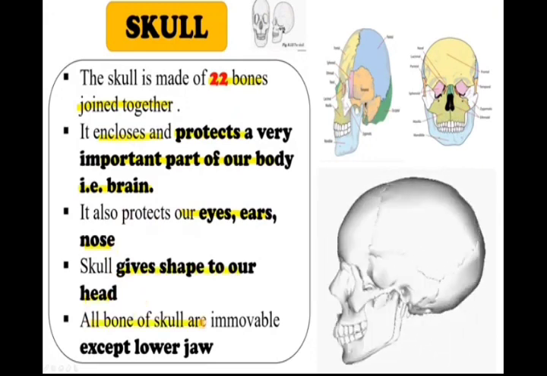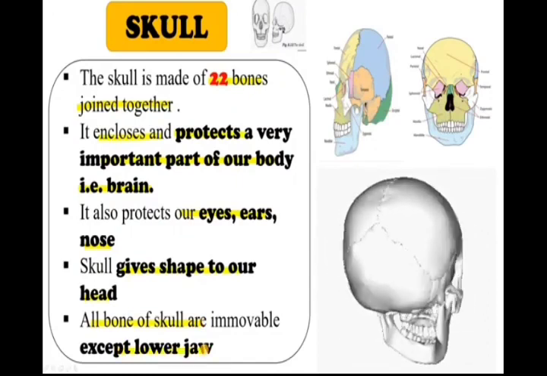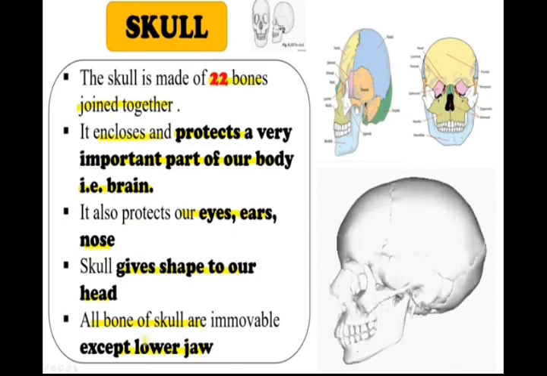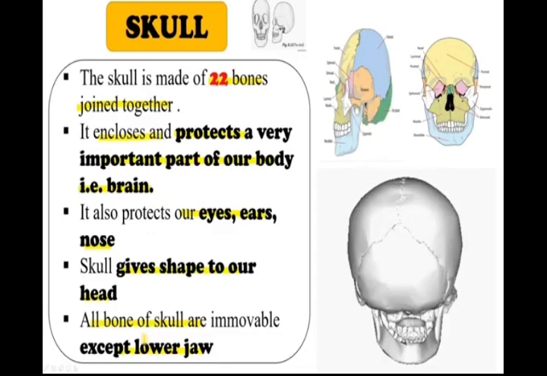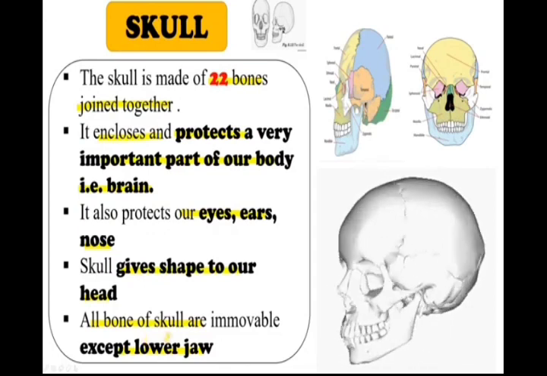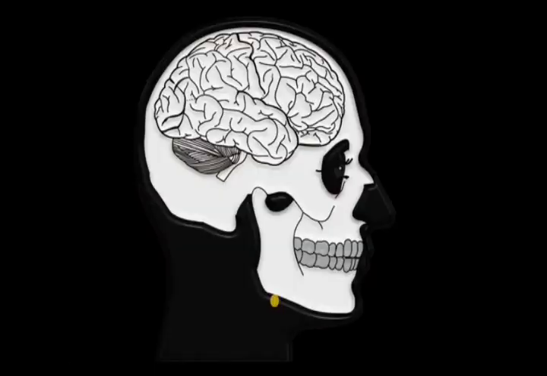All bones of the skull are immovable except the lower jaw, which you have already studied. Except for the lower jaw, no other part moves, because they are joined with a fixed joint that you learned in the previous class. The skull protects our brain.